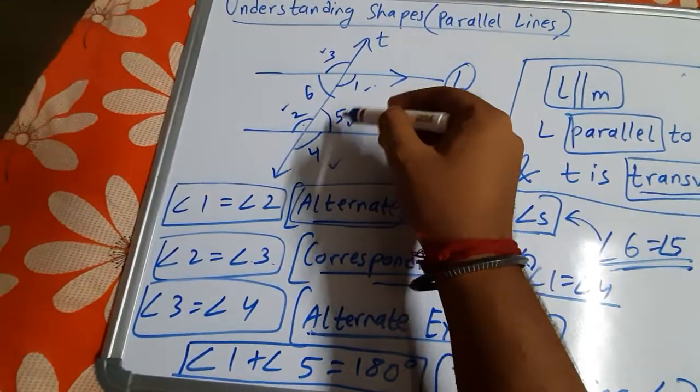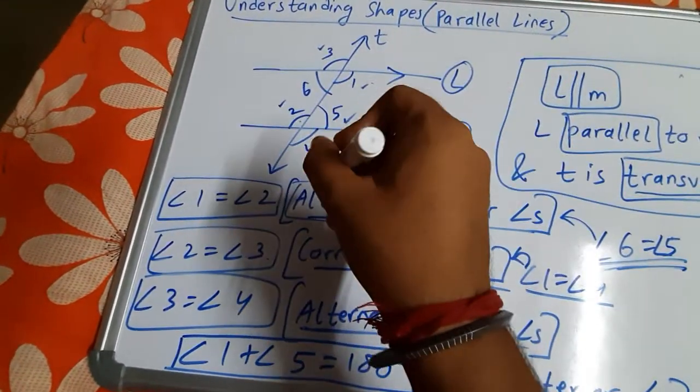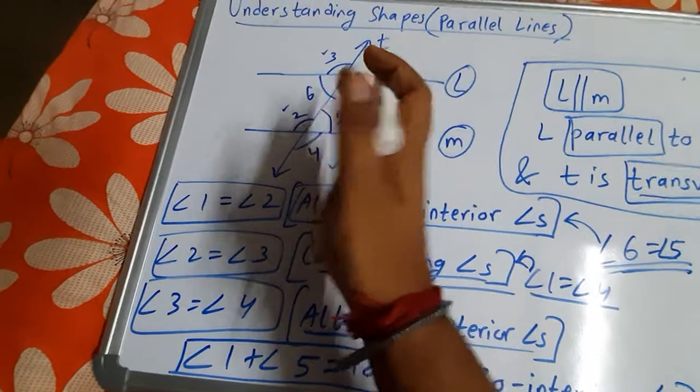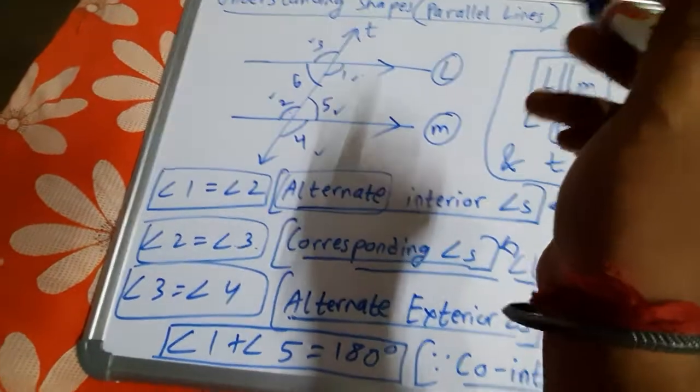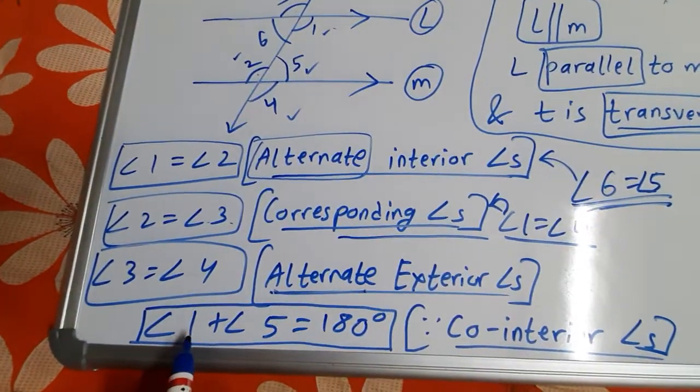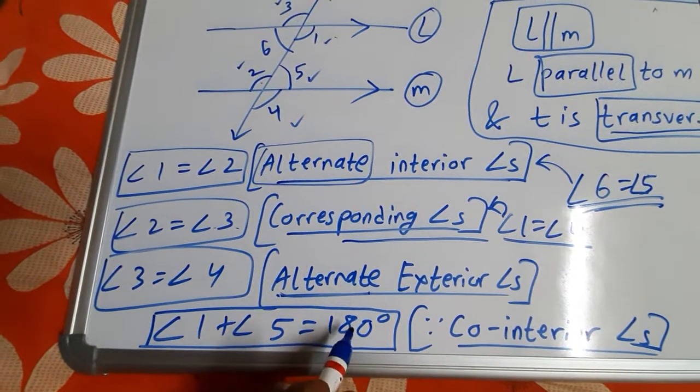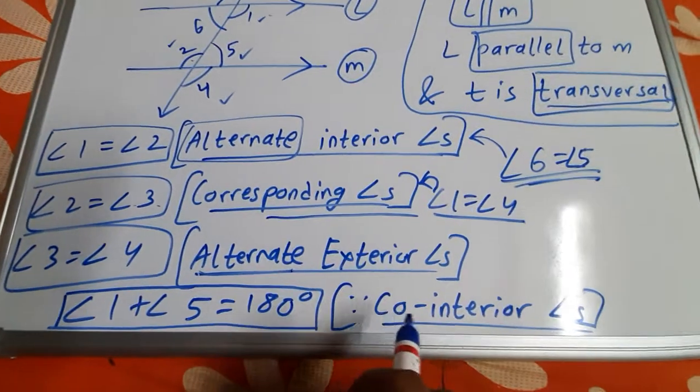Now the 1 and 5 are on one side of the transversal, that is either on right hand side or on left hand side. See, 1 and 5 are on right hand side. So the property says that the angle 1 plus angle 5 will be equal to 180 degree. Okay, and the reason is co-interior angles.